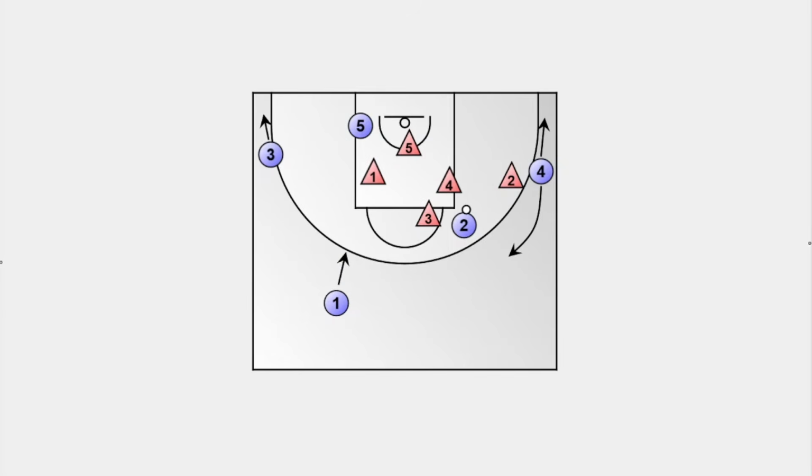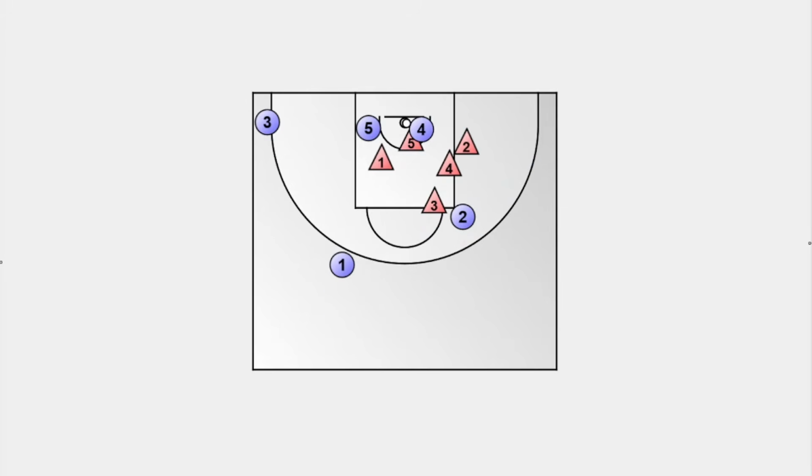We have the option for a kick-out pass to player number 1. We have the option for a skip pass to the opposite side to corner 3. And we have the option for a dump-off pass to backdoor cutting player number 4. All of this was initiated by attacking the gap and good player movements.